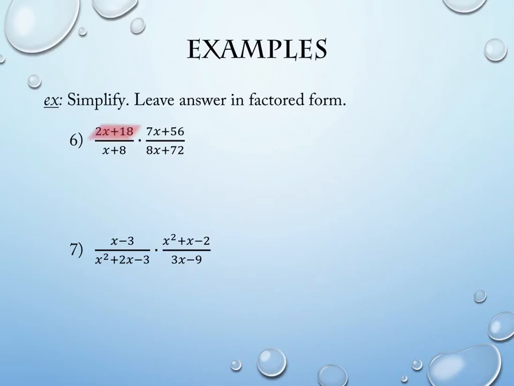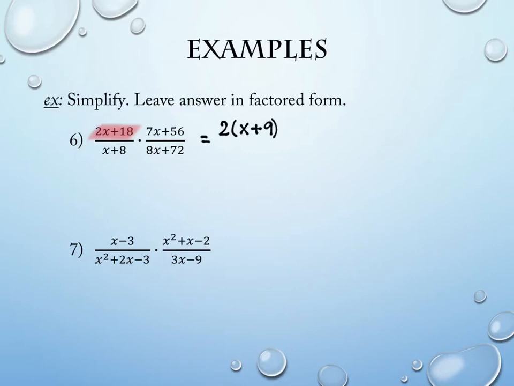So we're going to take one piece at a time. I'll start with the first, or the top numerator, the top of the first fraction. 2x and 18, what do they have in common? A 2. So we're going to factor a 2 out of the first one, and I'm going to be left with what?